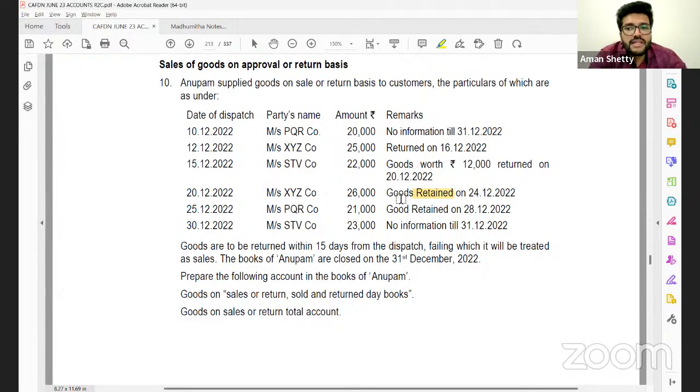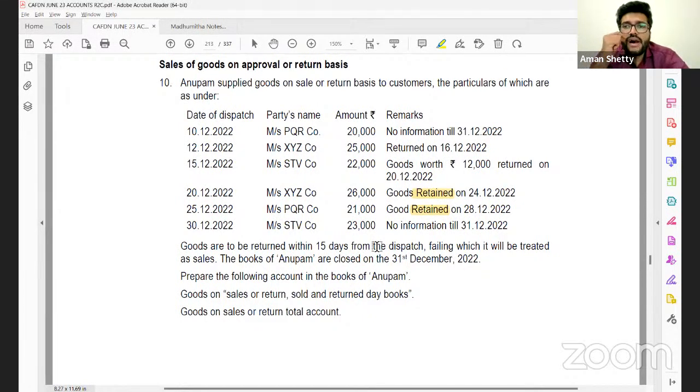Next. Again, date of dispatch 25th December 22. Party's name PQR and Company. Amount 21,000. Just quickly write down. 25th December 22, PQR Co., 21,000. Date column 28th December 22. In the sales column, write down 21,000 because it is retained.